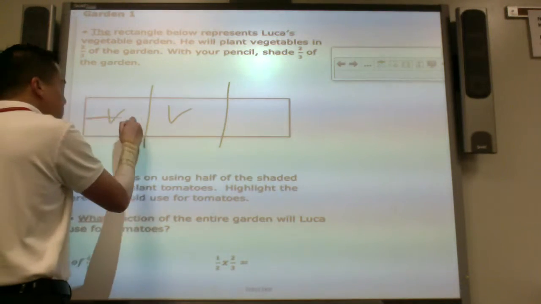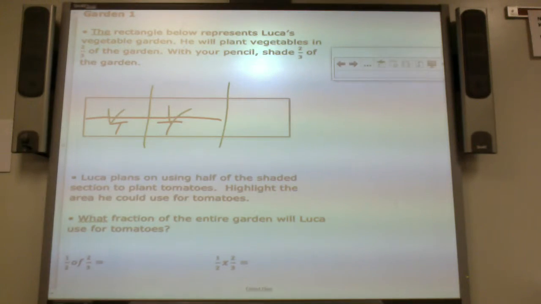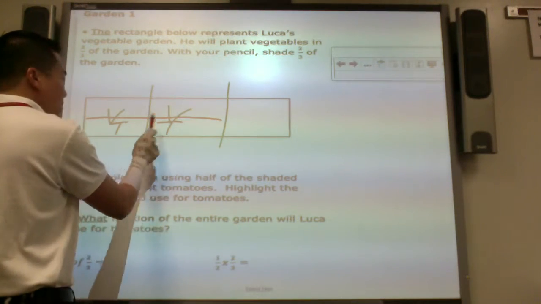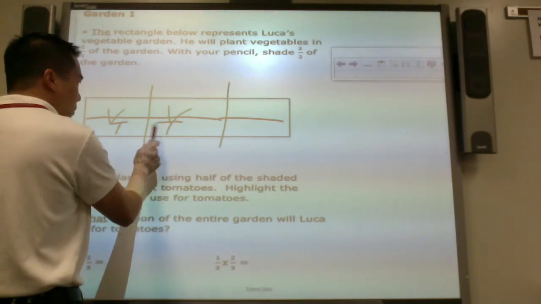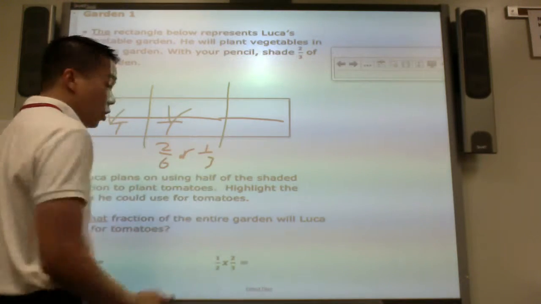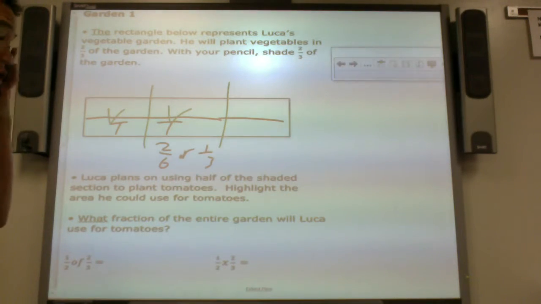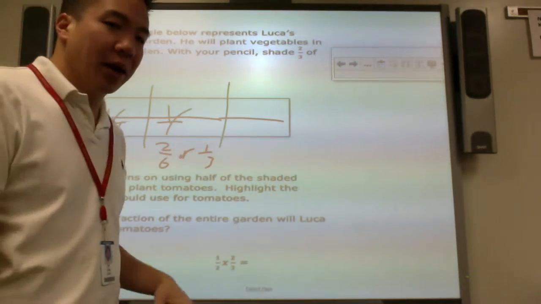So half of this, this will be for tomato, this will be for tomato. What fraction of the entire garden will Luca use for tomato? So I see, if I extend this one, 2 of the 6, or 1/3, will be used for tomato. So that's using a model, a picture model, an area model.